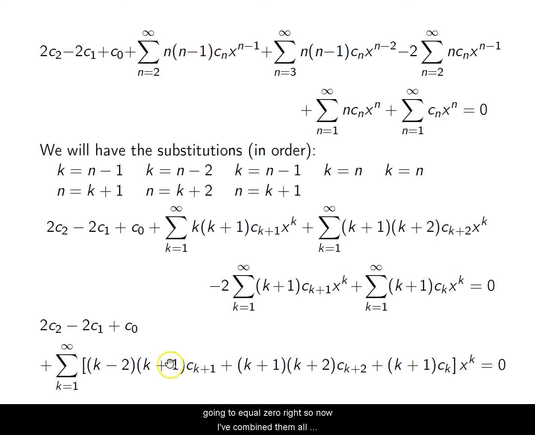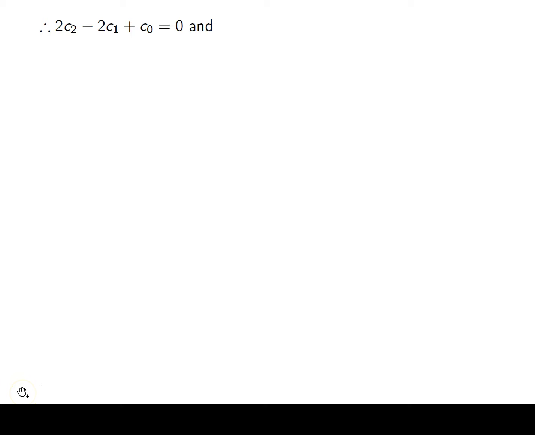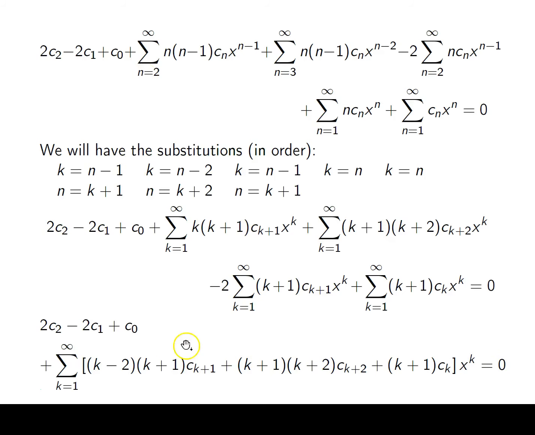So now I've combined them all into one series times one variable term. All of these are just the coefficient parts. So what we're going to do then is, since this equals 0, obviously these have to add up to 0, and this series has to add up to 0.